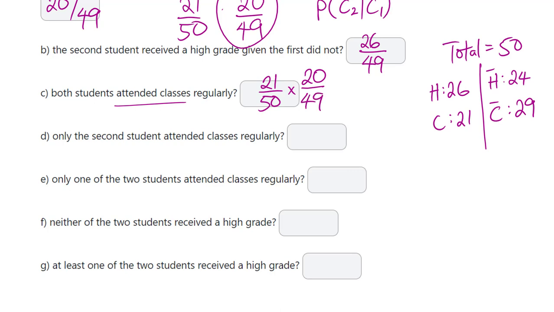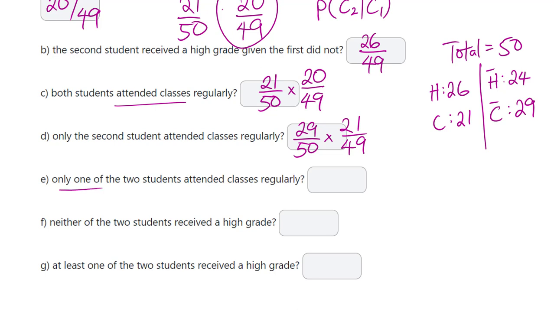Part D. Only the second student attended classes regularly. So again, here we're still picking 2 people. It's just that the first one did not attend class regularly, but the second one does. So we will have the first one did not attend class regularly. We have 29 of them that did not attend class regularly. So that will be 29 out of 50. So the second student attended classes regularly. So we have 21 of them left out of the remaining 49.